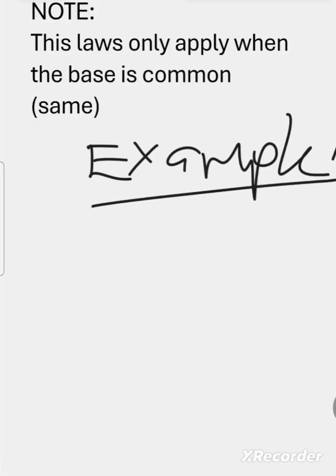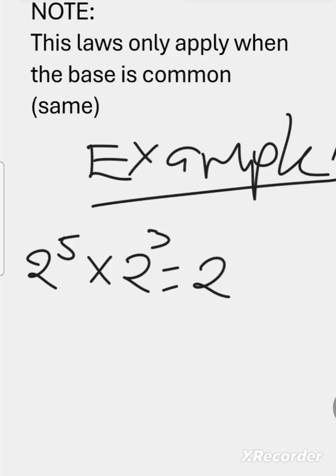Example 1: if you are given 2 power 5 multiplied by 2 power 3, this will be the same as, from the first law of indices, 2 index 5 plus 3.